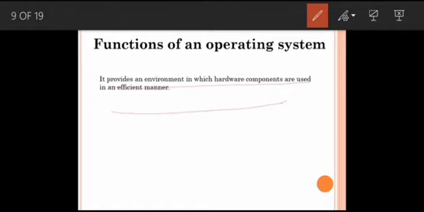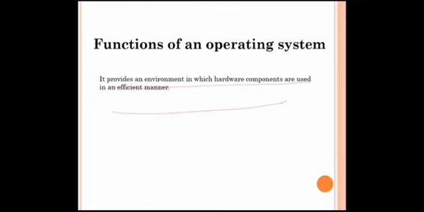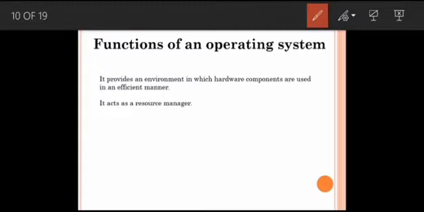The second function of operating system is it acts as resource manager. That means a computer has many resources such as CPU time, memory space, and input output devices, and the operating system allocates these resources to specific programs and applications whenever required.